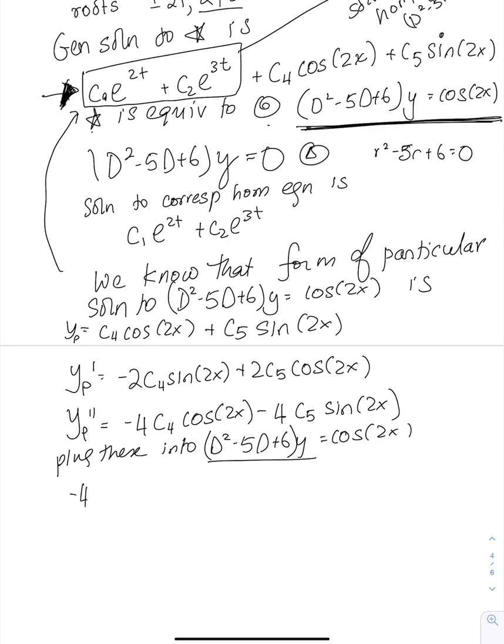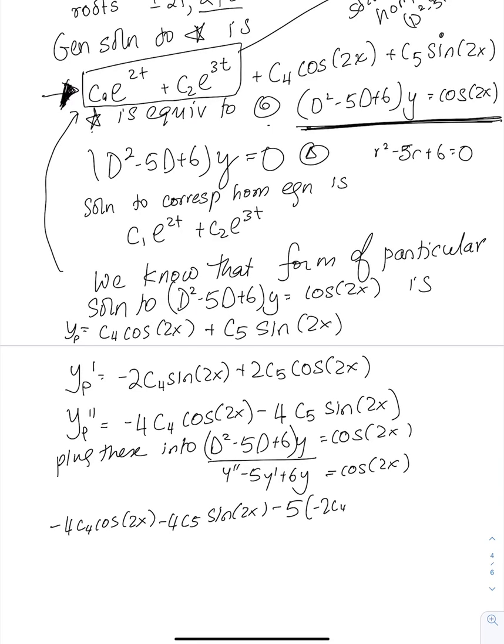Okay, plugging all these in there. Just reminding you, that's just y double prime minus 5y prime plus 6y equals cosine 2x, okay? So plugging these in, what do we get? We'll get minus 4C4 cosine 2x minus 4C5 sine 2x minus 5 times YP prime. So let's just leave it in parentheses for now.